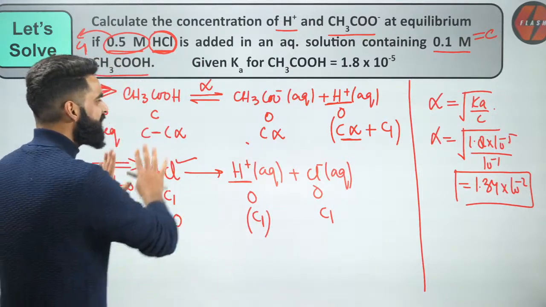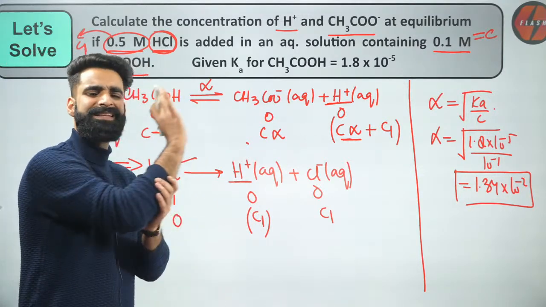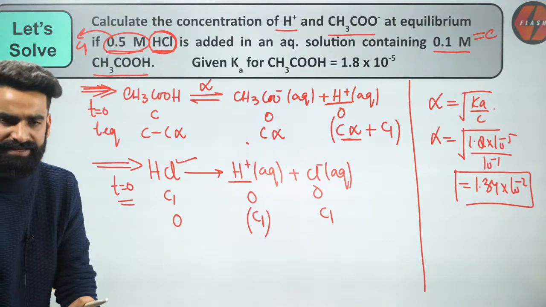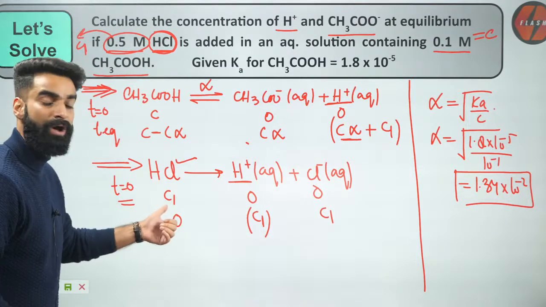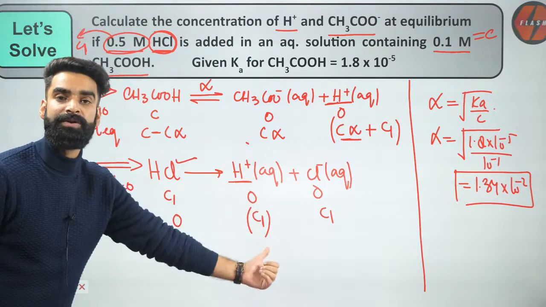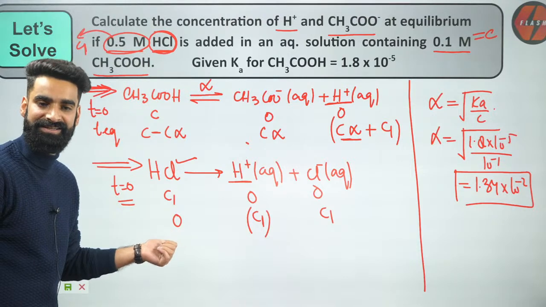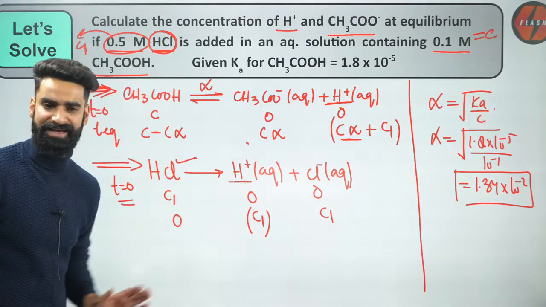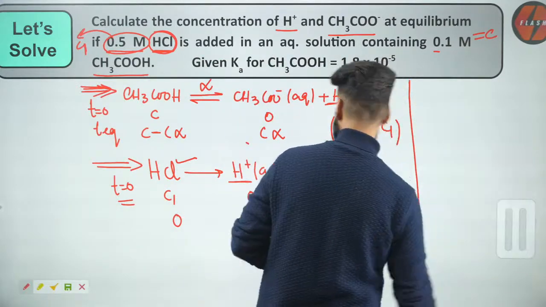So can I say I can do the neglection wherever I want, because I got to know alpha value is already less than 0.05? Yes, Sakshi, HCl is a strong electrolyte. It will get completely dissociated into its ions. That's why I'll be left with nothing of this HCl right here. Now people, I got to know I can do the neglection right here.